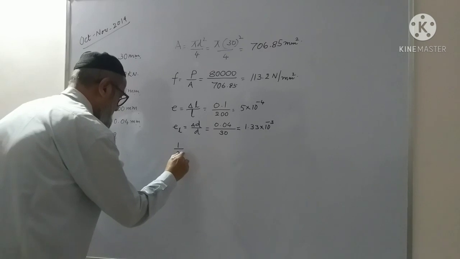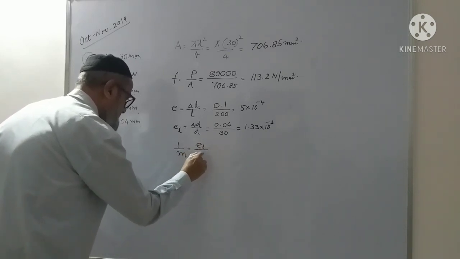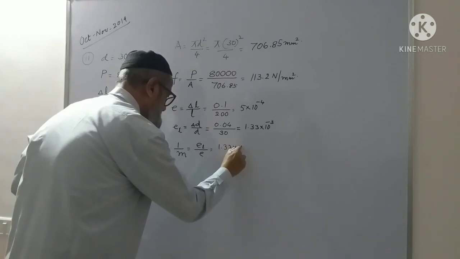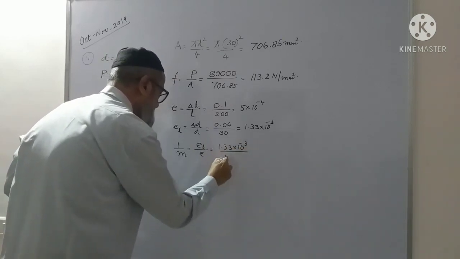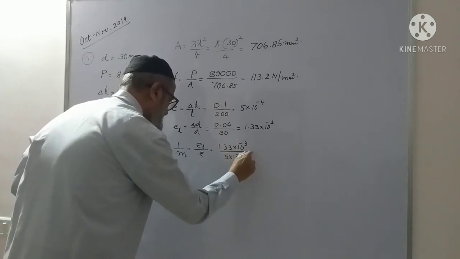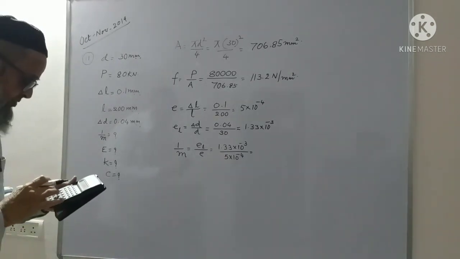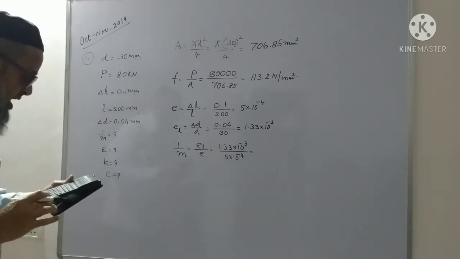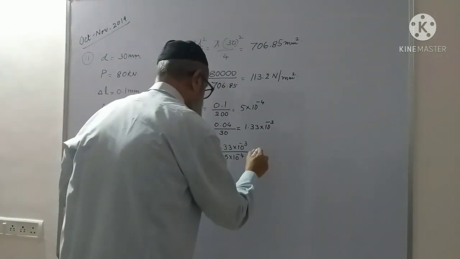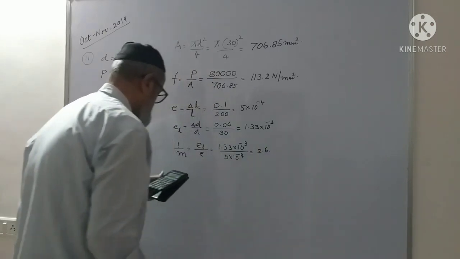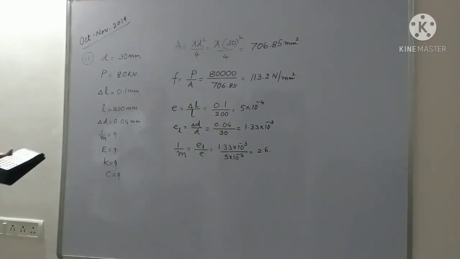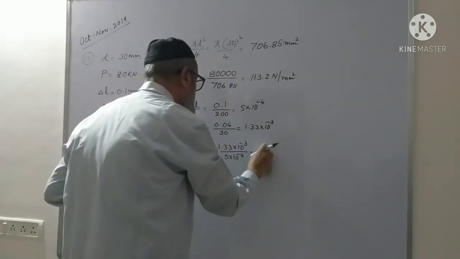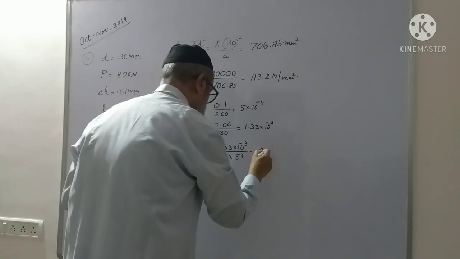Now, Poisson's ratio, that is 1 by m, will be lateral strain divided by linear strain. So it will be 1.33 into 10 to the power of minus 3 divided by 5 into 10 to the power of minus 4. You are getting this as 2.6. There is some mistake here in the problem, somewhere in some value. It should not come like this. It should come 0.26.